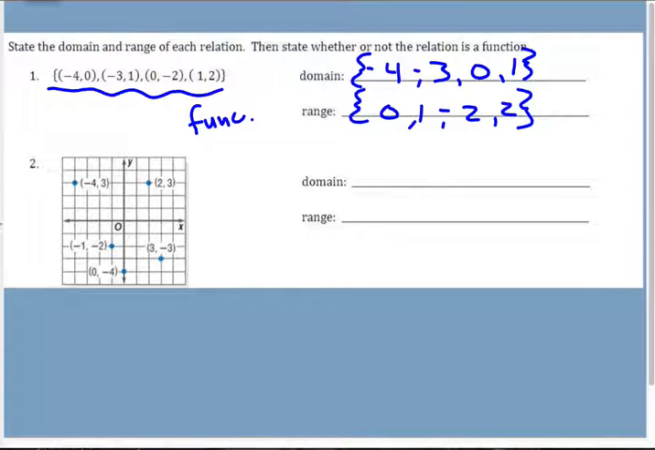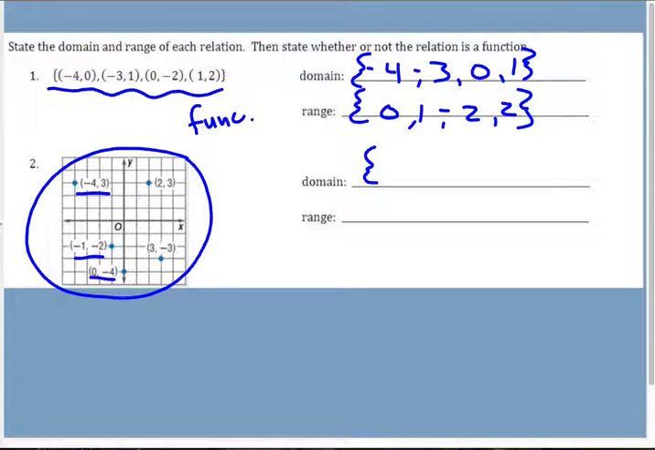And here we go, number 2. Here's a bunch of ordered pairs. They're all scattered around. They're actually graphed here. So we're going to state our domain. We're just going to pick each and every x value. Here we got -4, -1, and 0. And here I have 2 and 3. No, none of the x values repeat. So this is a function once again.